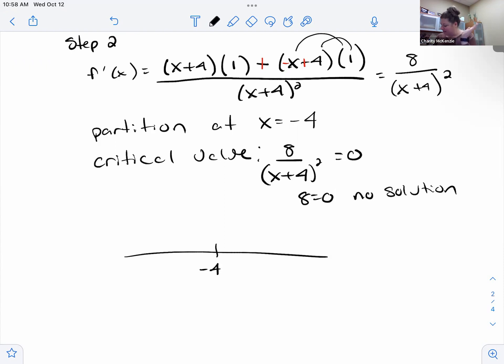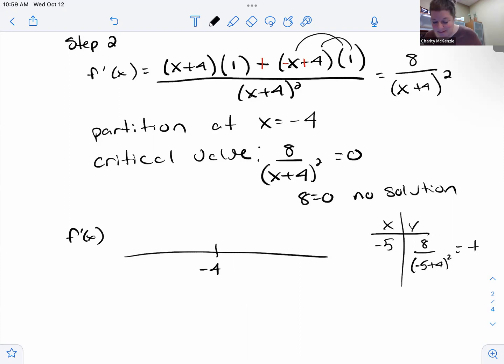Okay, then we're going to put a value into our first derivative and find whether or not it's increasing or decreasing before or after. So if we put in something like -5, then I would have 8 over (-5 plus 4) squared. That's going to be positive because anything squared is positive. Positive divided by positive is a positive. You can calculate that all the way out if you need to. And this is a non-defined spot.